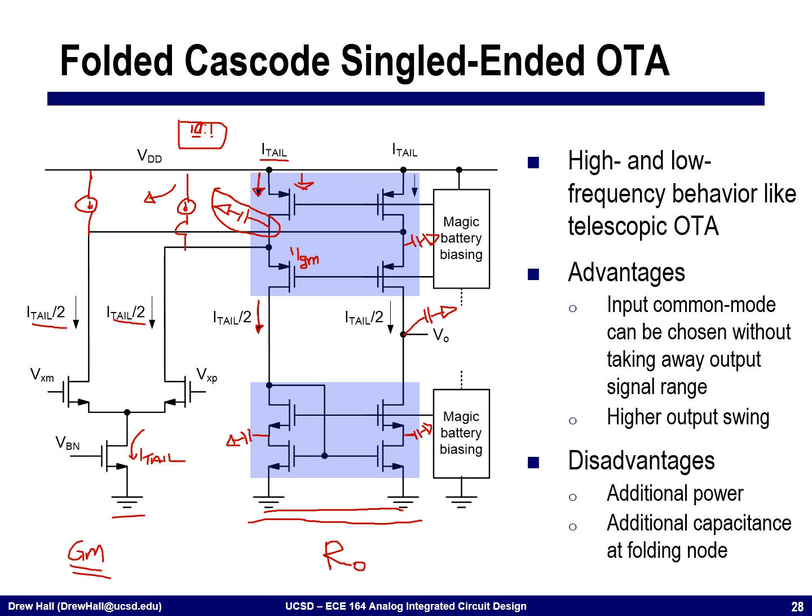range. I also briefly mentioned before about this folding node capacitance. You'll end up with quite a bit of capacitance here, and so it's not uncommon for this to be the limiting non-dominant pole.